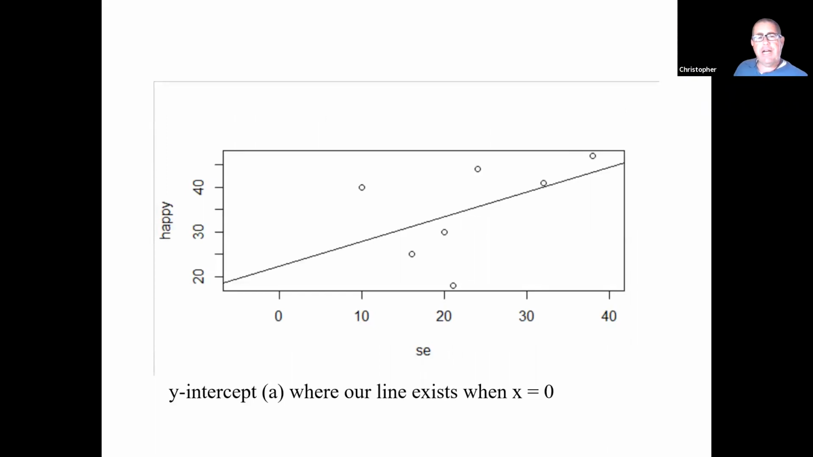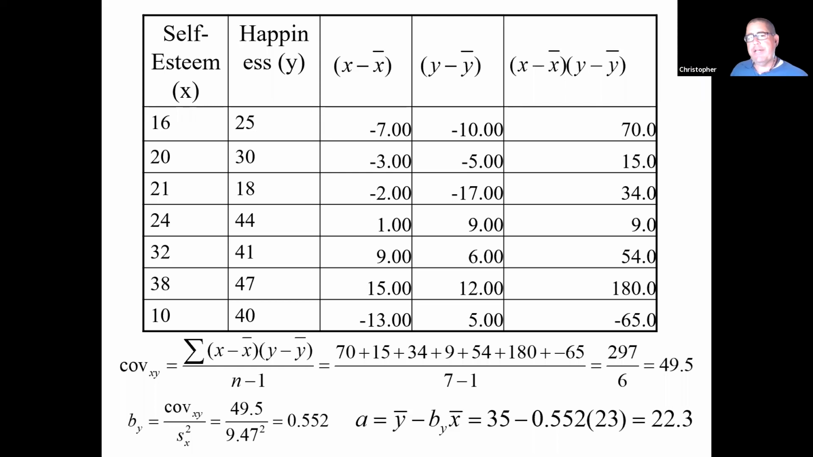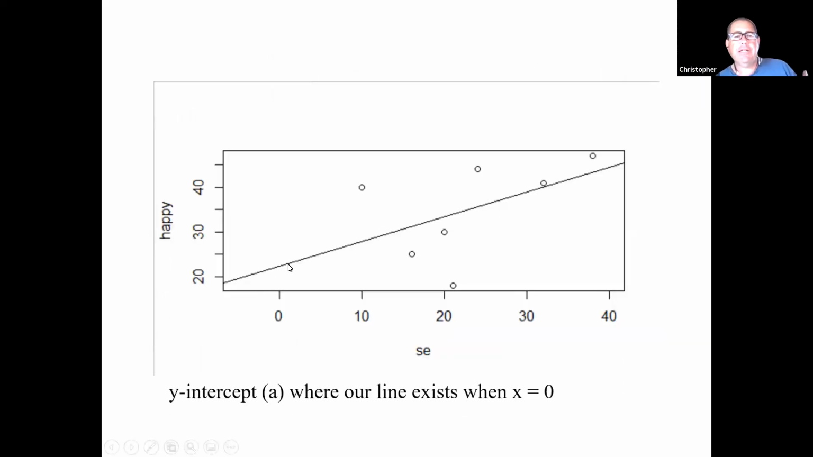Just to give you a sense, our y-intercept was 22.3. If we look at a graph of our data, here's where x is 0, and we see that that's about 22.3. So that's just a numeric representation of what that point is on the line.